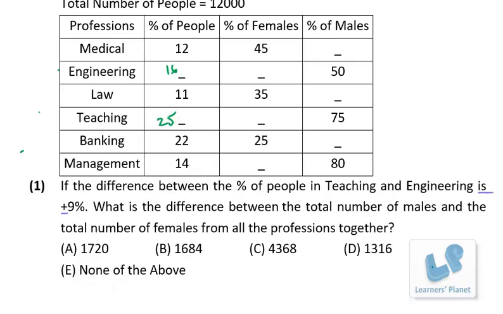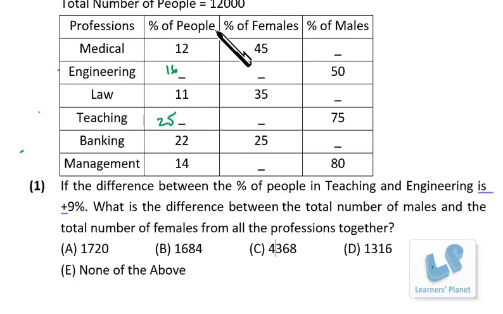If the difference between percentage of people in teaching and engineering is plus 9%, what is the difference between the total number of males and the total number of females from all the professions together? Now see, in this case, further we have to take 16 and 25 only, because we are left with 41% and difference is 9, being more people in teaching, so that's plus 25 and engineering 16. Now since we have to find the difference between total number of males and total number of females, what we can do to make the calculation simpler, we can find the difference of each category.